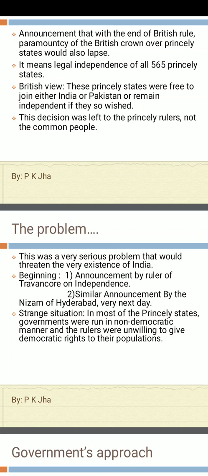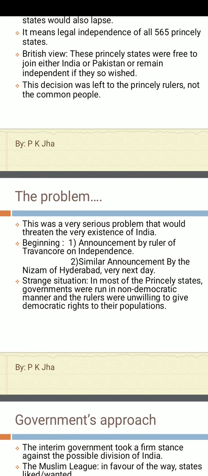So the problem started very soon, and first of all, the ruler of Travancore announced that the state had decided on independence. As the British wanted, the problem started, and the first announcement was made by the ruler of Travancore on its independence. The very next day, a similar announcement was made by the Nizam of Hyderabad.